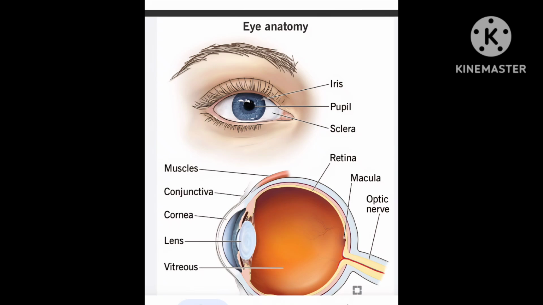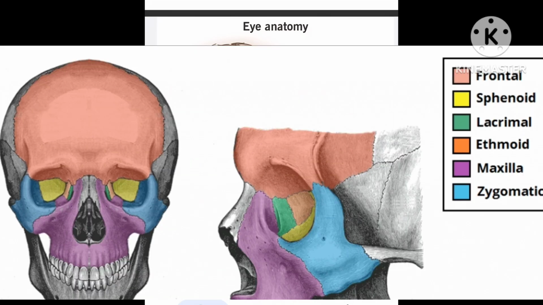Now let us start with the anatomy of the eye and its functions. Eyeballs are located in the face, in the facial bones, in a place called the orbit. It is a cavity formed by many bones in the face together, and it holds the eyeballs. So we have a right and left orbit that holds the right and left eyeballs.